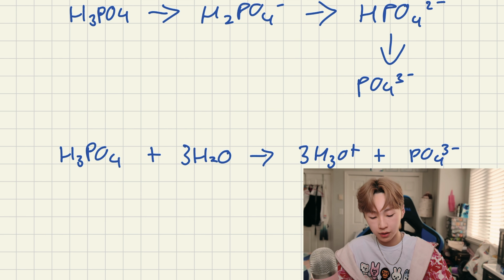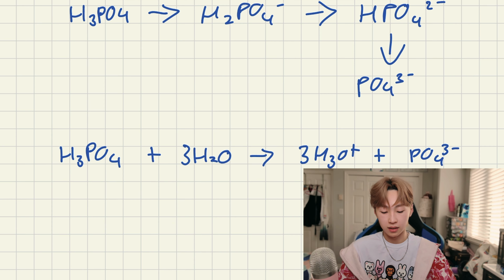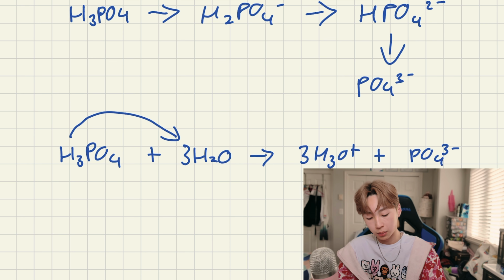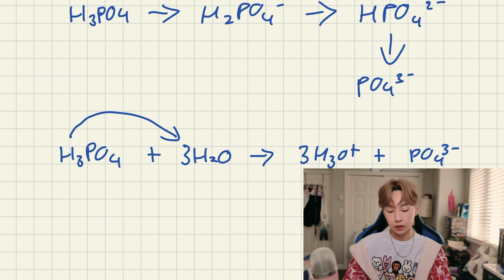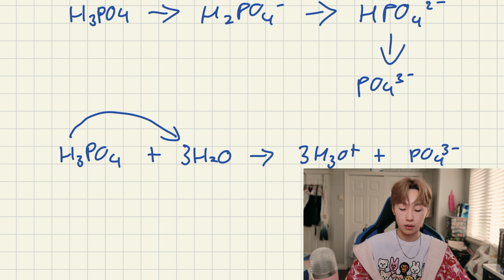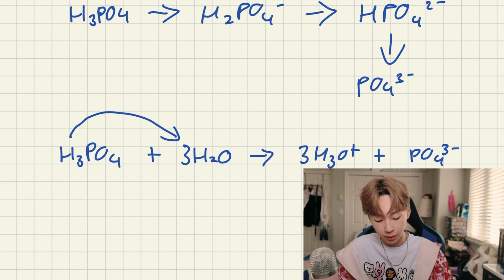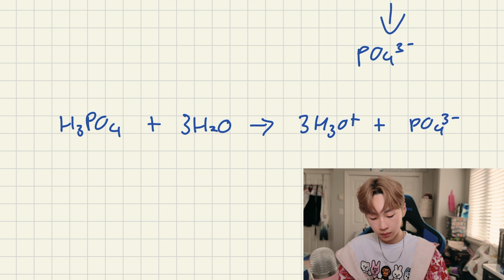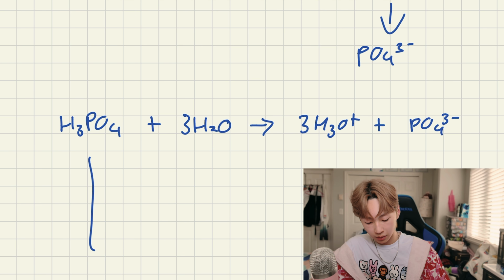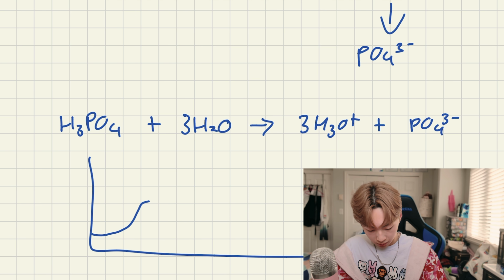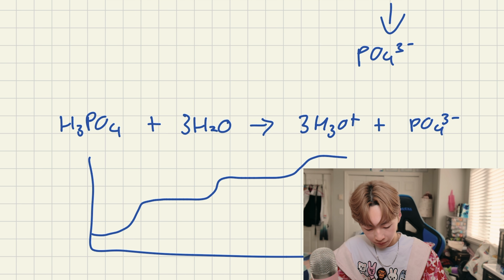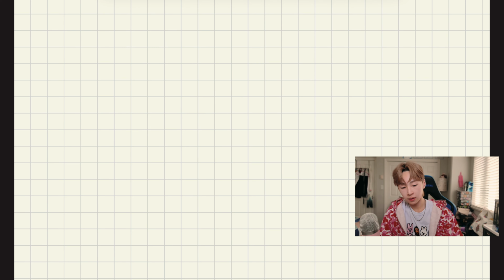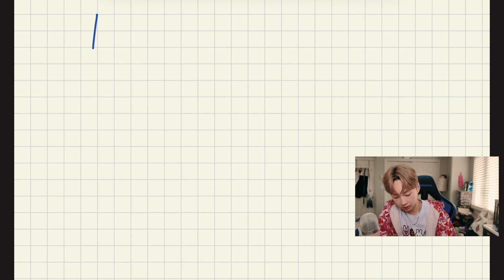So basically what's happening here is it's being neutralized 3 times. The protons have been pulled off of our H3PO4 3 times, and it results in this. On the titration curve, it will look something like this. 1, 2, 3. And that's our first equivalence point, second, and third. Speaking of titration curves, I'm sure you've seen something like this before.